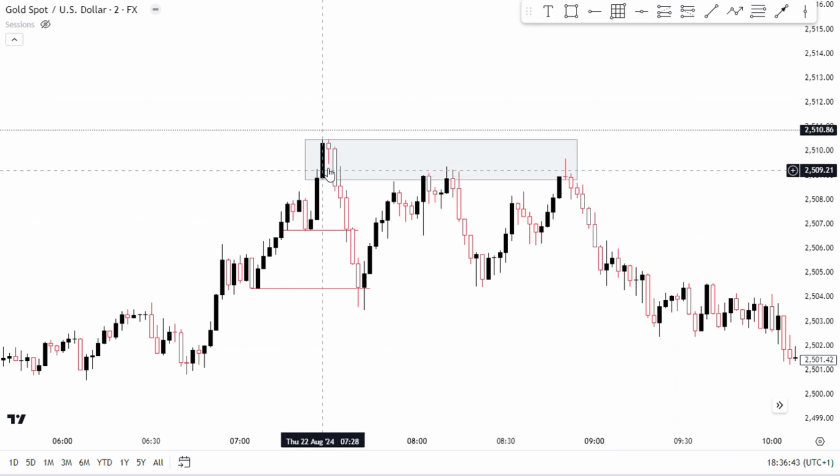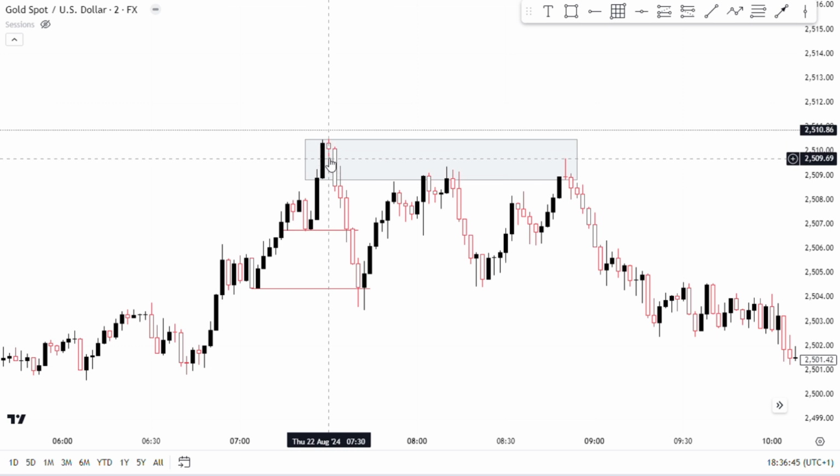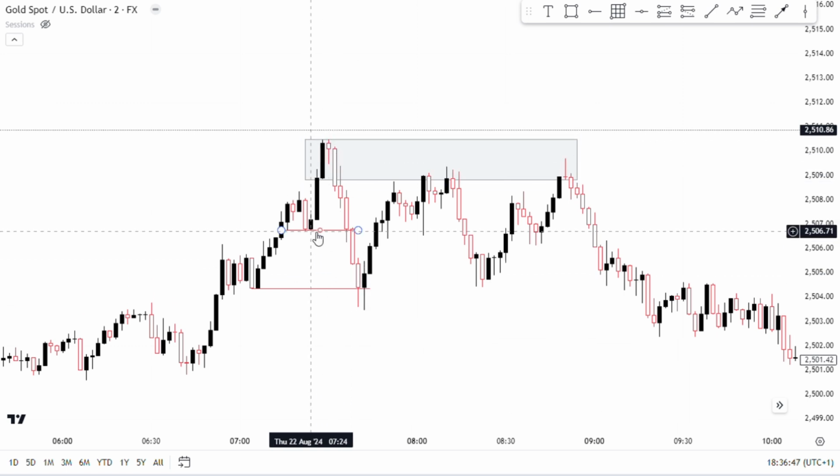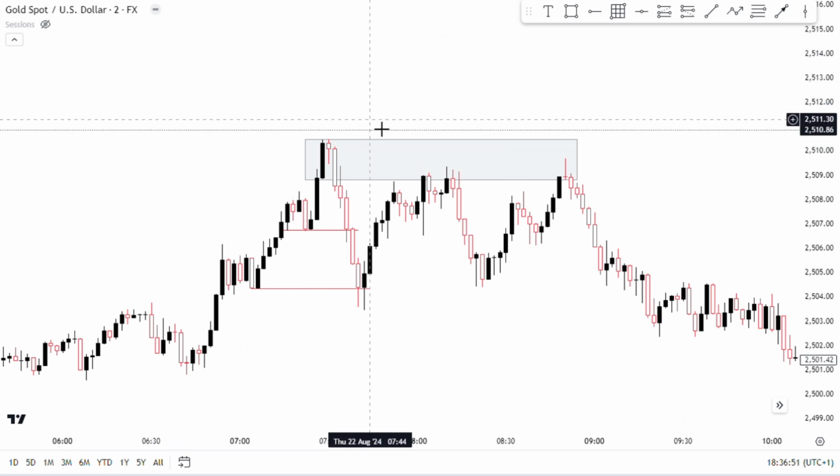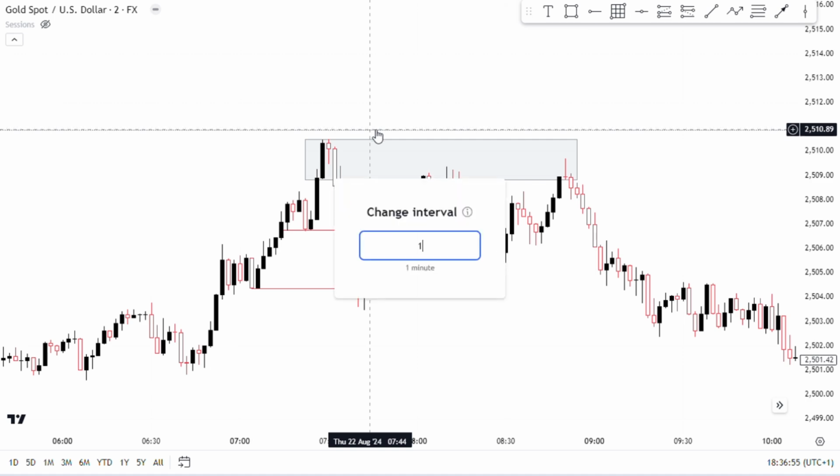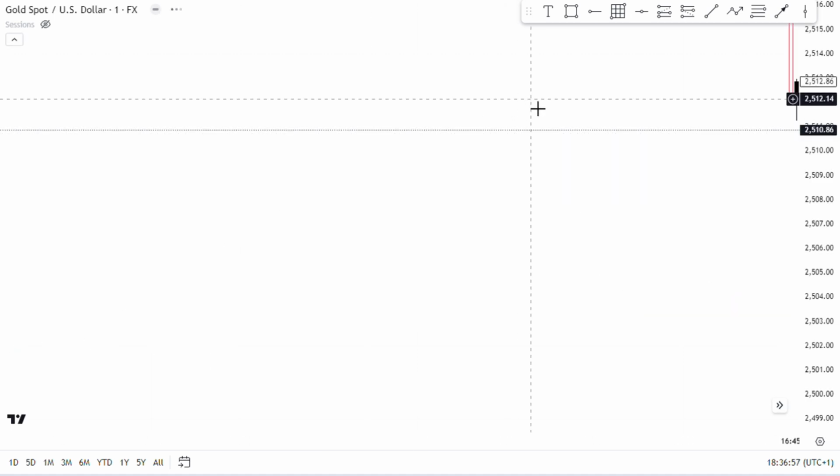Can you see? This is the last bullish candle. This is the last bullish candle that ended up breaking these two lows. This is the first low, and then this is the second low. So we are on 2 minutes time frame right now, so we can go down to 1 minute time frame to know exactly what price is going to respect. So let's check our 1 minute time frame.